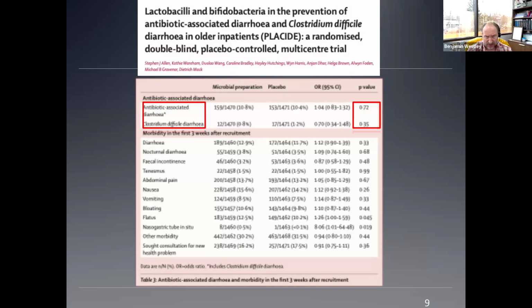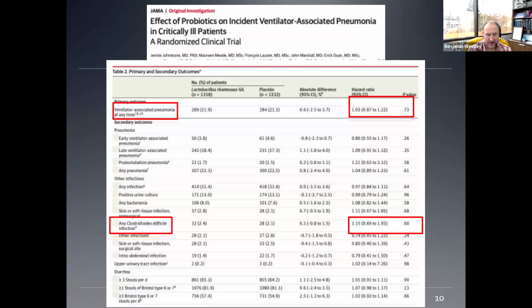This is the Placide or Placid trial. This was double-blind, randomized, placebo-controlled, and was specifically trying to ask this question. And they used lactobacillus and bifidobacteria, and they saw no statistically significant difference in C. diff diarrhea. And in fact, there was maybe a subtle trend, but it did not really come close to meeting statistical significance.